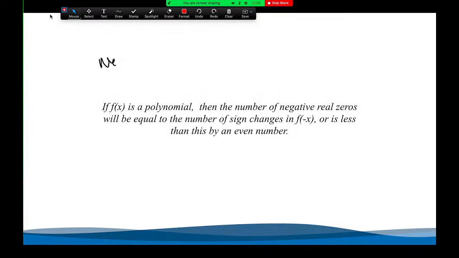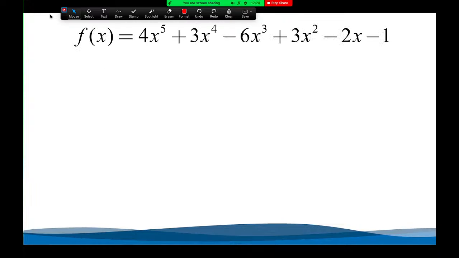Descartes' rule of signs for negative zeros says that for our polynomial f of x, the number of negative zeros will be equal to the number of sign changes in f of negative x, or will be less than this by an even number. So what's f of negative x? Let's take a look at an example. Say we had this same polynomial that we were given before.